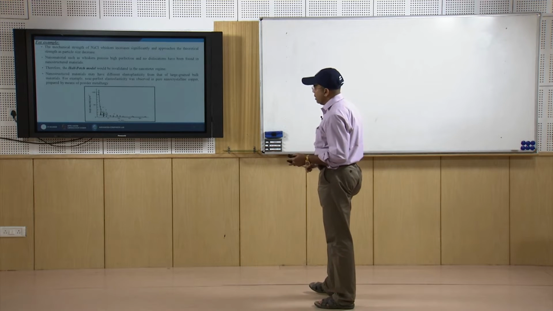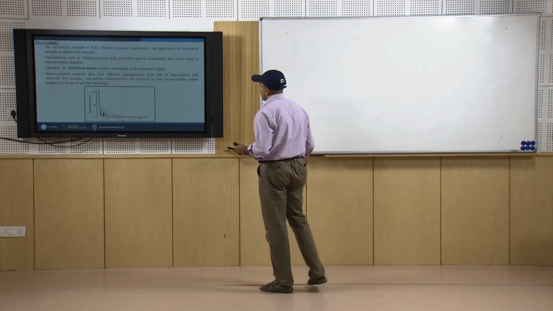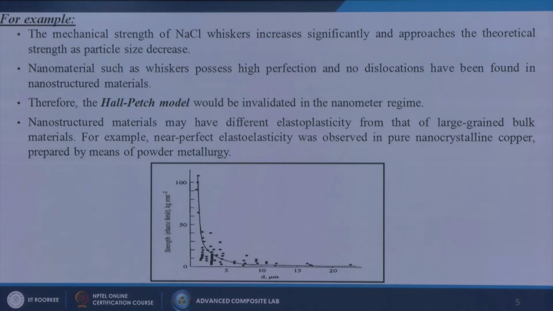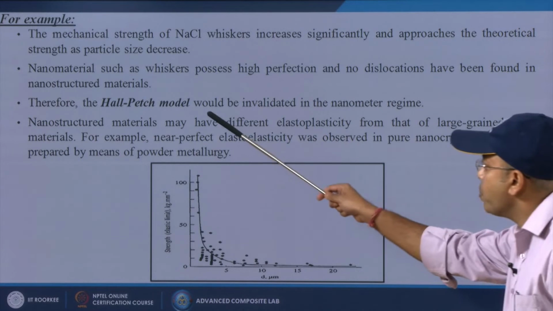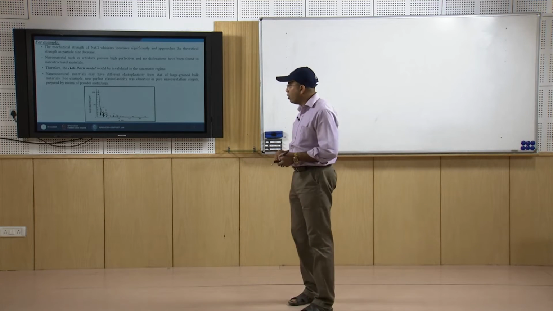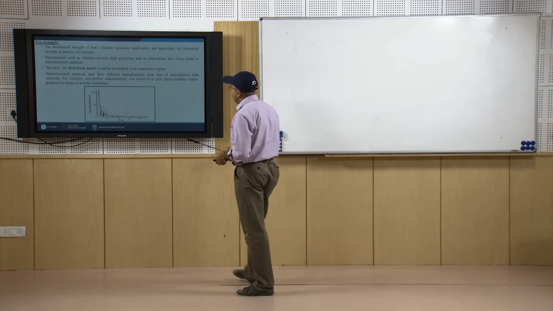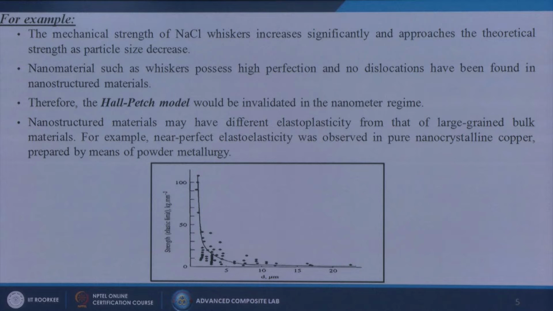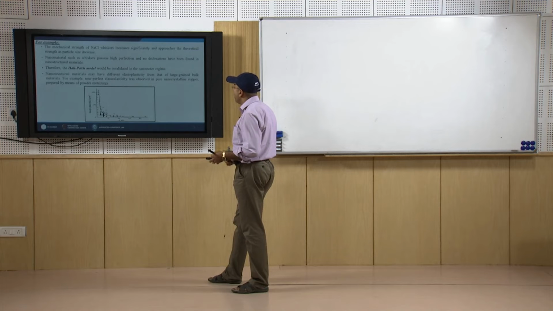Here is also an example. The mechanical strength of sodium chloride whiskers increases significantly and approaches the theoretical strength as particle size decreases. Nanomaterials such as whiskers possess high perfection, and no dislocations have been found in nanostructured materials. Therefore, the Hall-Petch model should be invalidated in the nanometer regime. So that is also one aspect of this particular technology. Nanostructured materials may have different elastoplasticity from that of large grain bulk materials. For example, near perfect elastoplasticity was observed in pure nanocrystalline copper prepared by means of powder metallurgy.